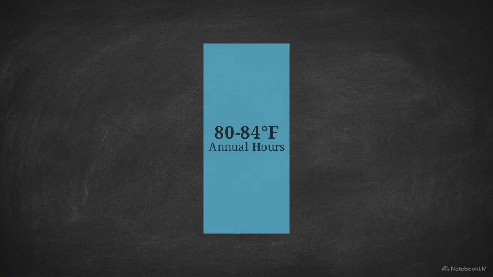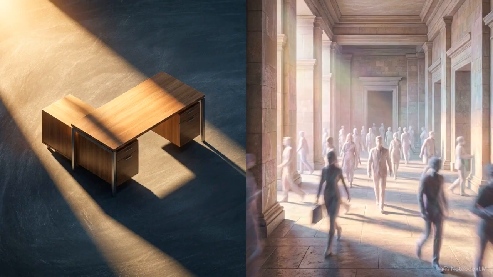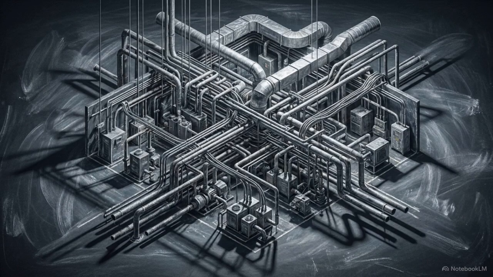The modified bin method refines this further by splitting the bins into different times of day, capturing shifting solar gains and varying occupancy schedules. The bin method elegantly handles variable efficiency, but it still calculates loads in isolation. It lacks the capacity to model the complex feedback loops between interconnected systems inside a large commercial facility.